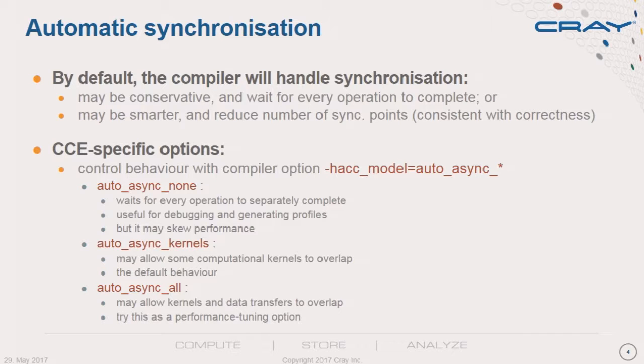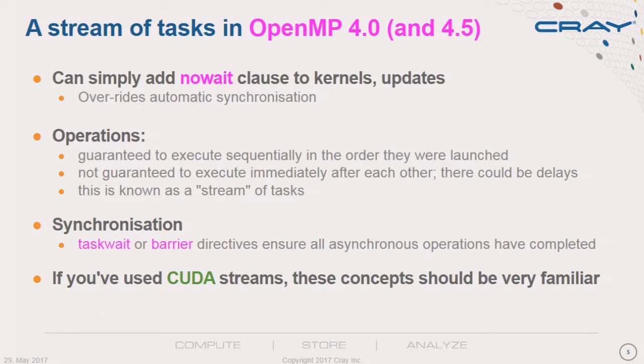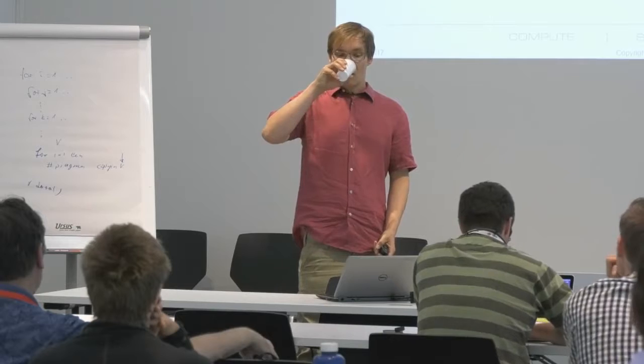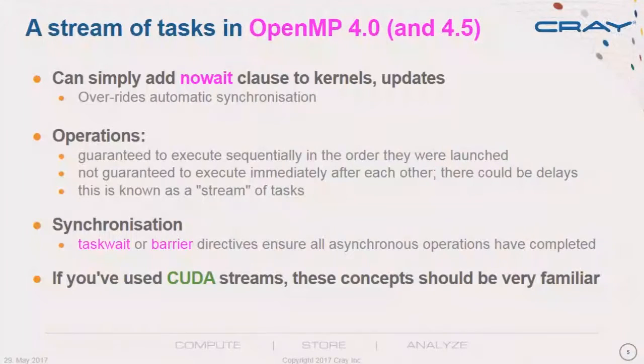But you can also change the behavior manually with certain directives in your code. For example, in OpenMP, you can add the nowait clause for kernels and updates, telling the compiler that it should not do this synchronization automatically. And you can introduce the synchronization yourself by using the taskwait and barrier directives to really ensure that you have synchronization.